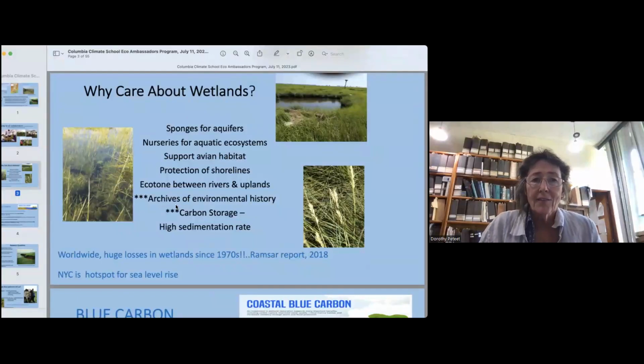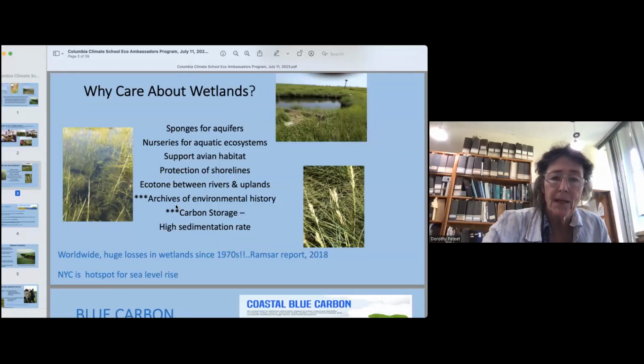And all these things, they help to treat the water. They capture water. They're like sponges for us. They're nurseries of the whole system in the river because they hide the babies and they give the food chain, you know, from bottom up. So they support birds, fish. Then we protect the shorelines. As you probably know, in hurricanes, the Jamaica Bay really was a protective marsh for the shoreline. And for us, they're important because they're archives of environmental history.